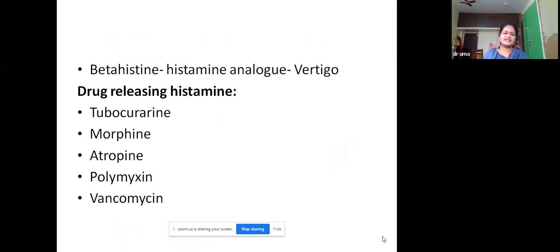And these are the drugs which release histamine. There is PV-MAT: polymyxin, vancomycin, morphine, atropine, and tuberculin. These are the drugs which release histamine.